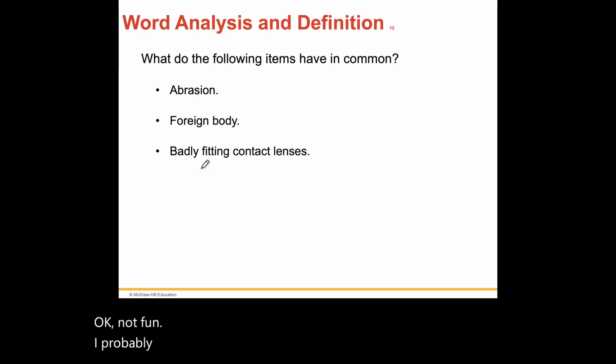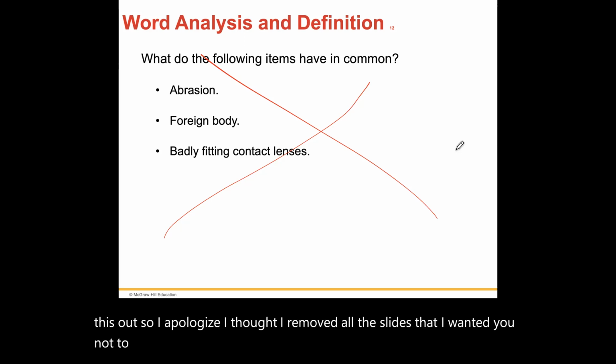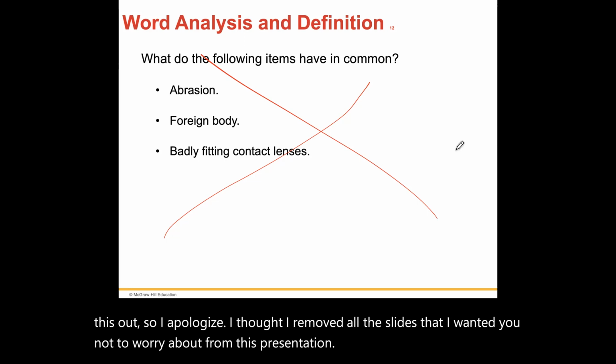I'm not going to ask anything about this stuff, so you can cross this out. I apologize. I thought I removed all the slides that I wanted you not to worry about from this presentation. So this is one of them.